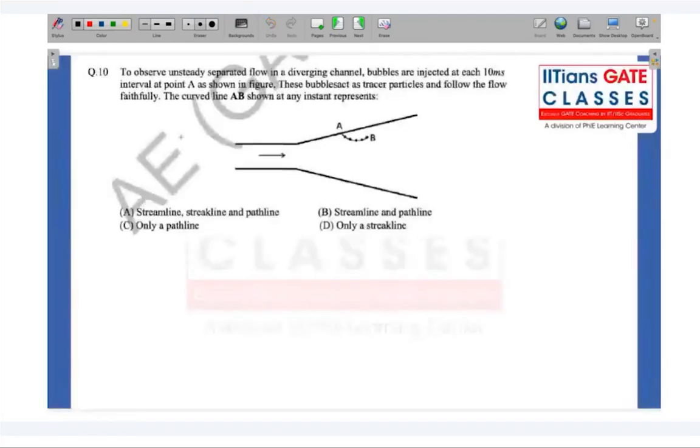To observe an unsteady separated flow in a diverging channel, bubbles are injected at 10 millisecond intervals at point A as shown in the figure. These bubbles act as tracer particles and follow the flow faithfully. The curved line AB shown at any instant represents.